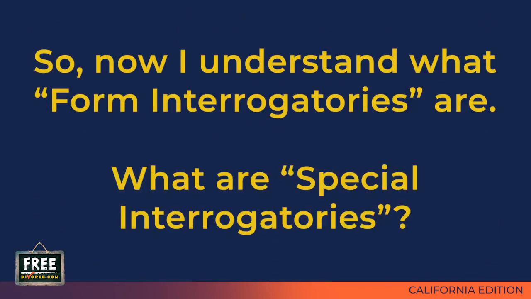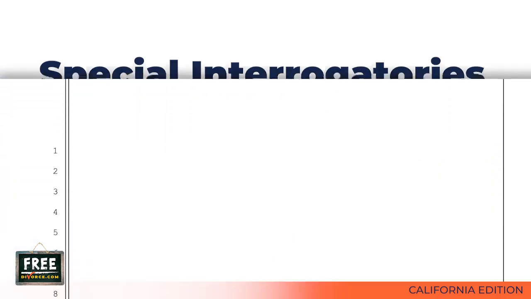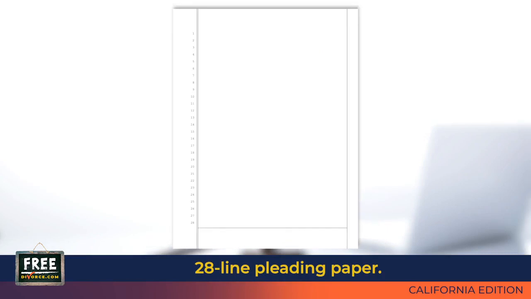What are special interrogatories? Special interrogatories are questions you draft yourself and then submit to your spouse to answer under oath. You may want your spouse to answer particular questions that do not appear on the form interrogatories. If you want to send your spouse special interrogatories, you will need to draft a special interrogatory pleading. The special interrogatories must be typed on 28-line pleading paper, which is a type of paper that lawyers use.